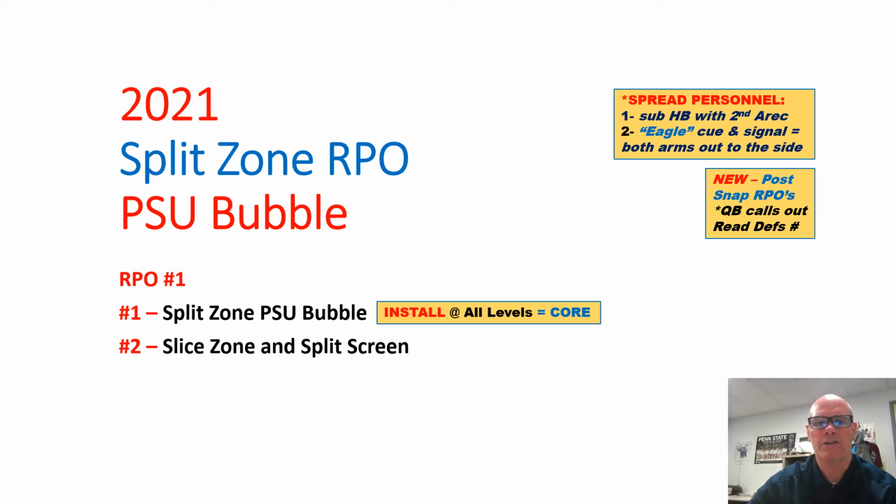I want to talk about a split zone RPO using a Penn State bubble route concept. I like to use this as our foundation for teaching and learning of RPOs. One of the advantages is the O-line's all going one direction, working one scheme all the way through.